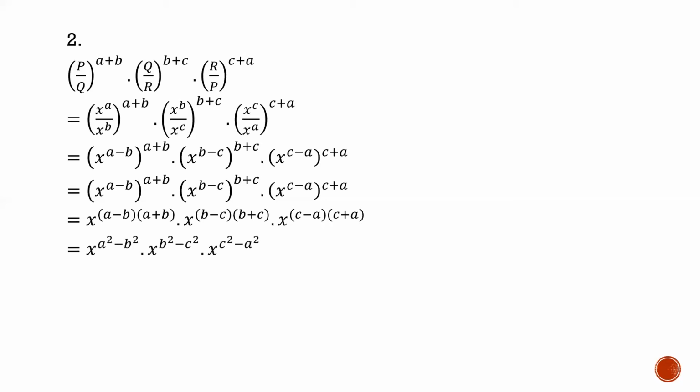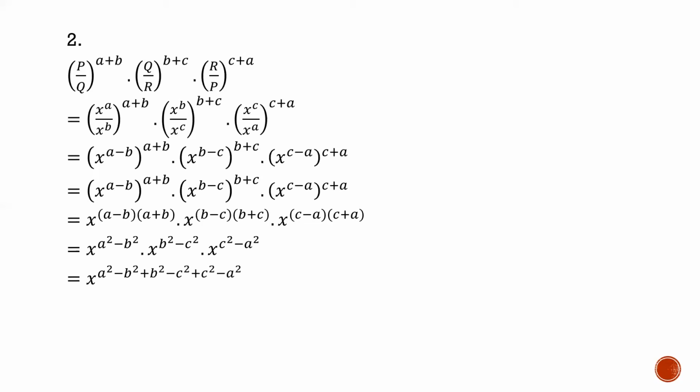So x to the power a square minus b square into x to the power b square minus c square into x to the power c square minus a square. Now we have got three terms, two multiplications in between them, and all the three terms have the same base x. So we can apply the multiplication law of index, which was a to the power m into a to the power n equals a to the power m plus n.